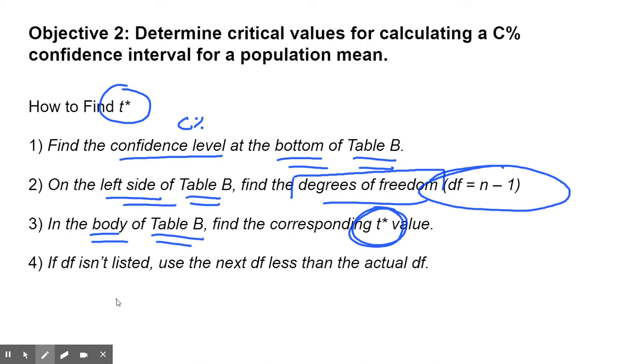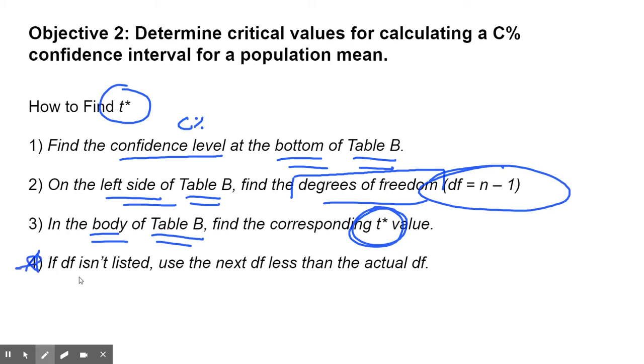And then if you noticed on the far left, I went through it quickly, I'll show you again, but degrees of freedom only have certain values. 1 through 30 are all listed. But once you get to 30, it starts counting by tens. I think once you get to 60, it counts by 20. Once you get to 100, the next one's not till 1,000. So not all degrees of freedom are listed.